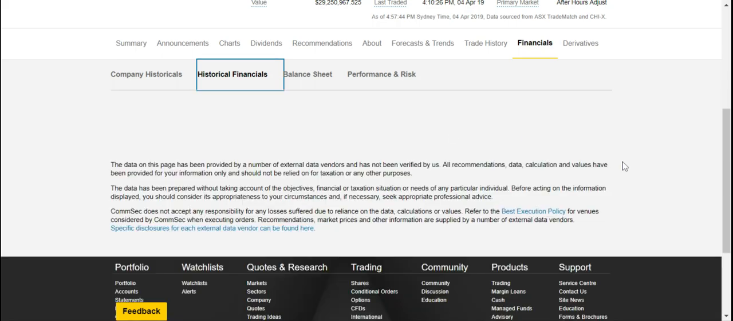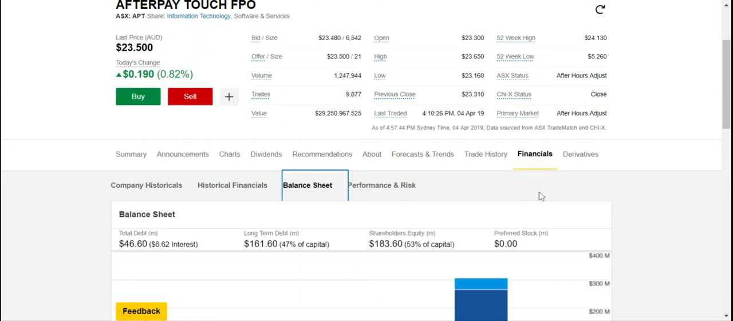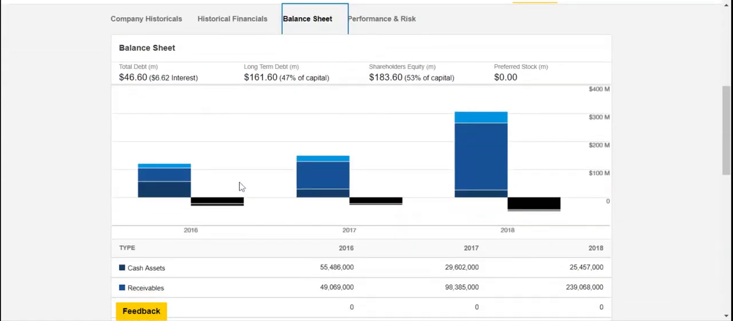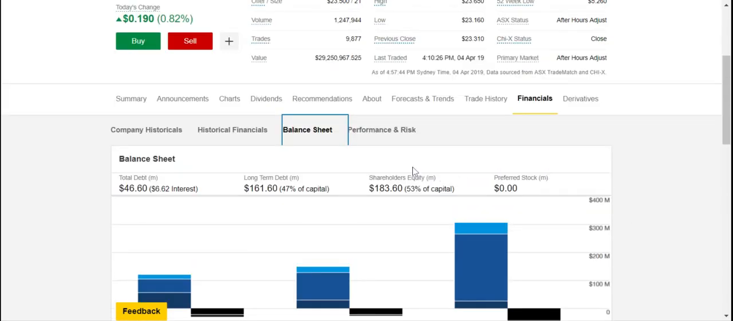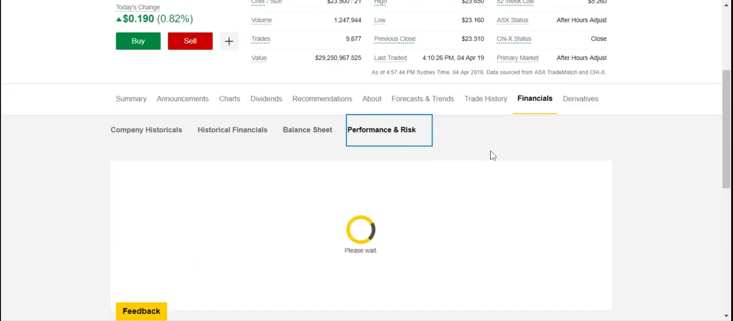Historical financials, doesn't seem to be any. Balance sheet, a lot of debt. Again, that's the sort of nature of the business that it is. Performance and risk.